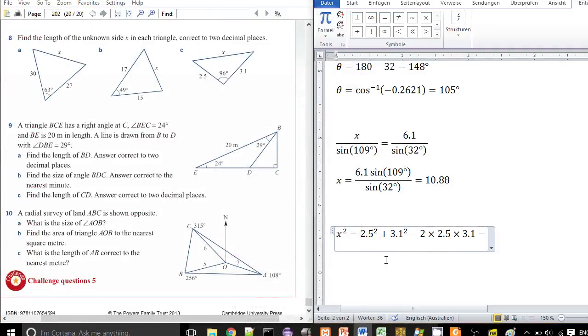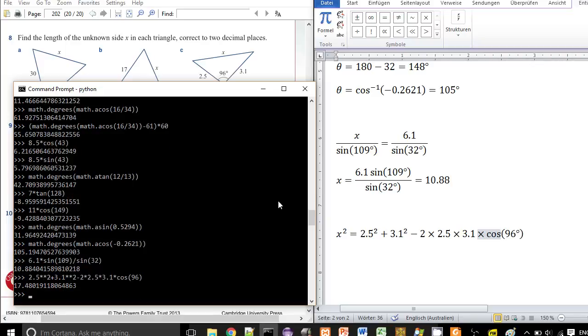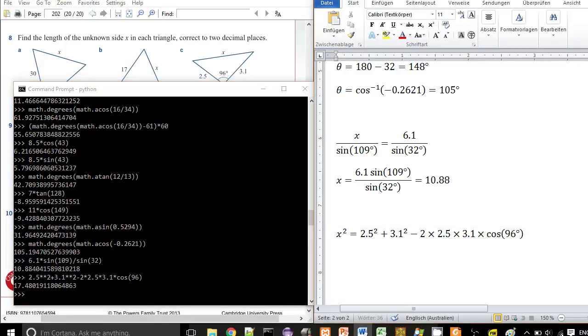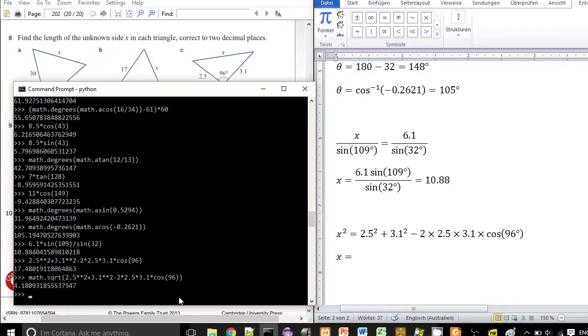Oh, sorry, I forgot cos. So let's say cos 96 degrees. If you want, you can put times. So 2.5 squared plus 3.1 squared minus 2 times 2.5 times 3.1 times cos 96. Don't forget we need to square root it. I'm going to square root that straight away. So whatever that is, square root it. So 4.18.